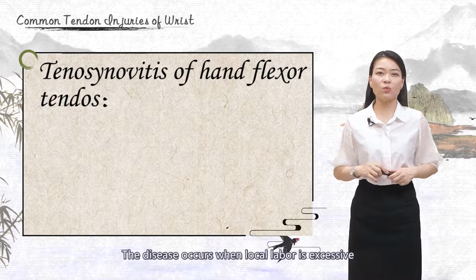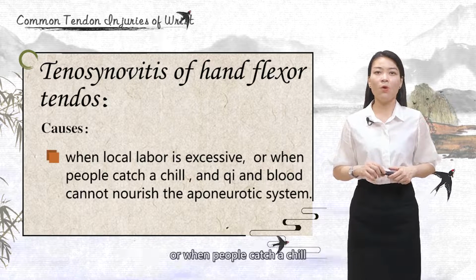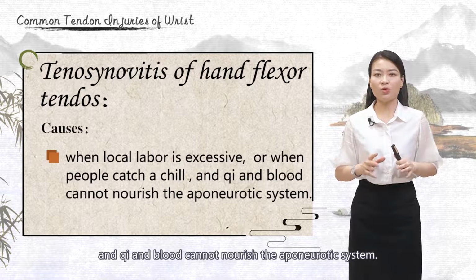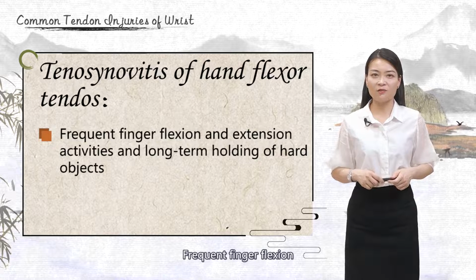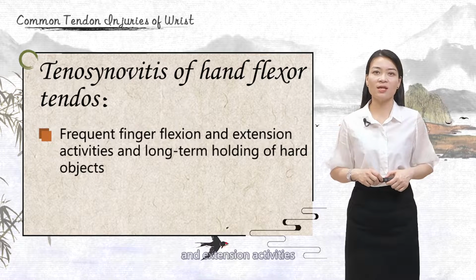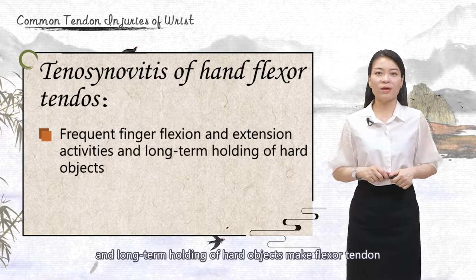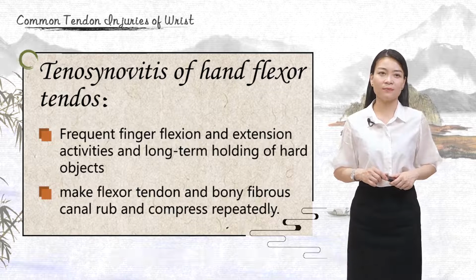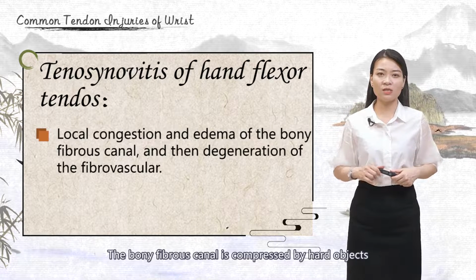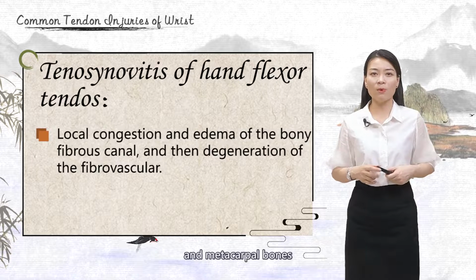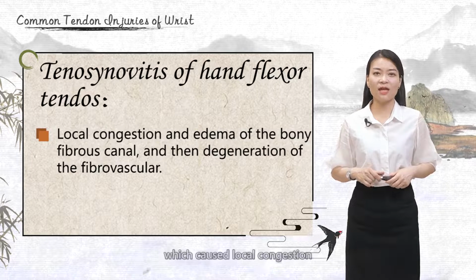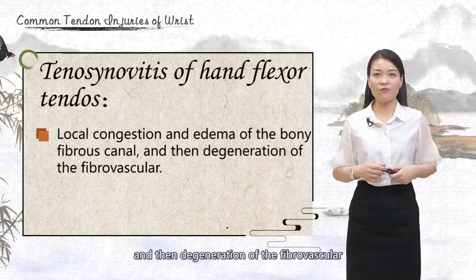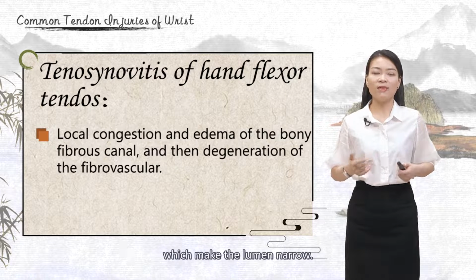The disease occurs when local labor is excessive or when people catch a chill and qi and blood cannot nourish the tendon system. Frequent finger flexion and extension activities and long-term holding of hard objects make the flexor tendon and bone fibrous canal rub and compress repeatedly. The bone fibrous canal is compressed by hard objects and metacarpal bones, which causes local congestion and edema of the bone fibrous canal, and then degeneration of the fibrous sheath, which makes the lumen narrow.